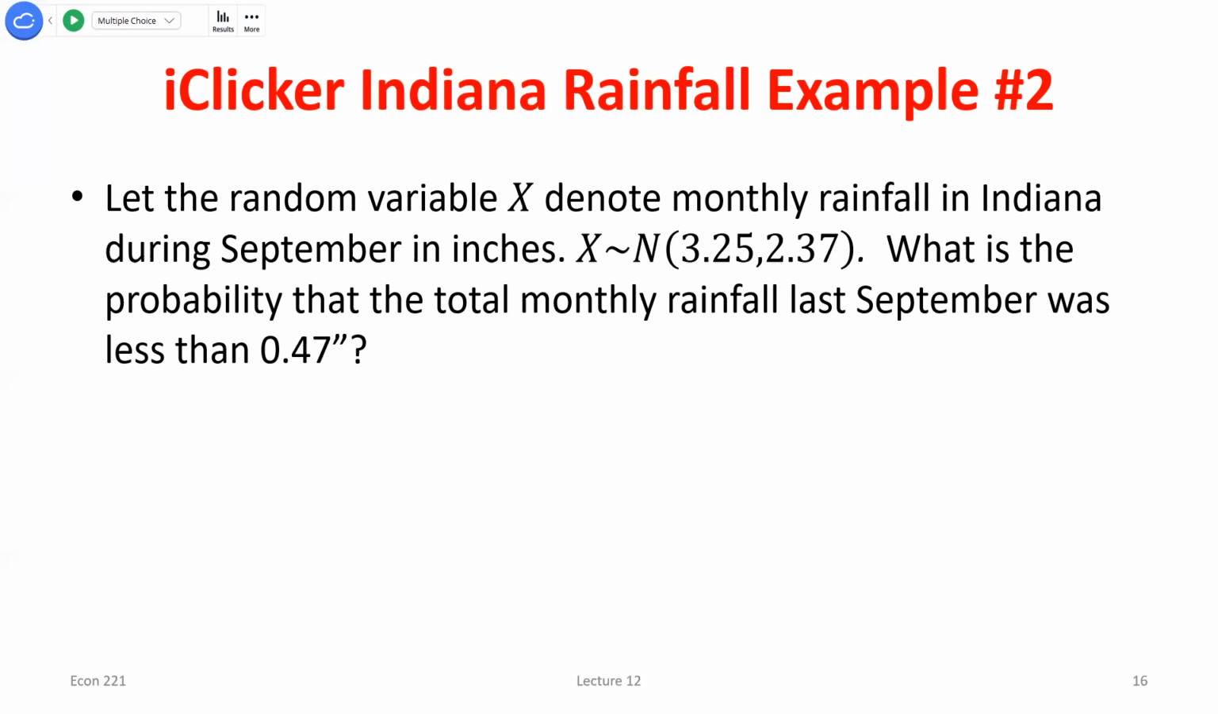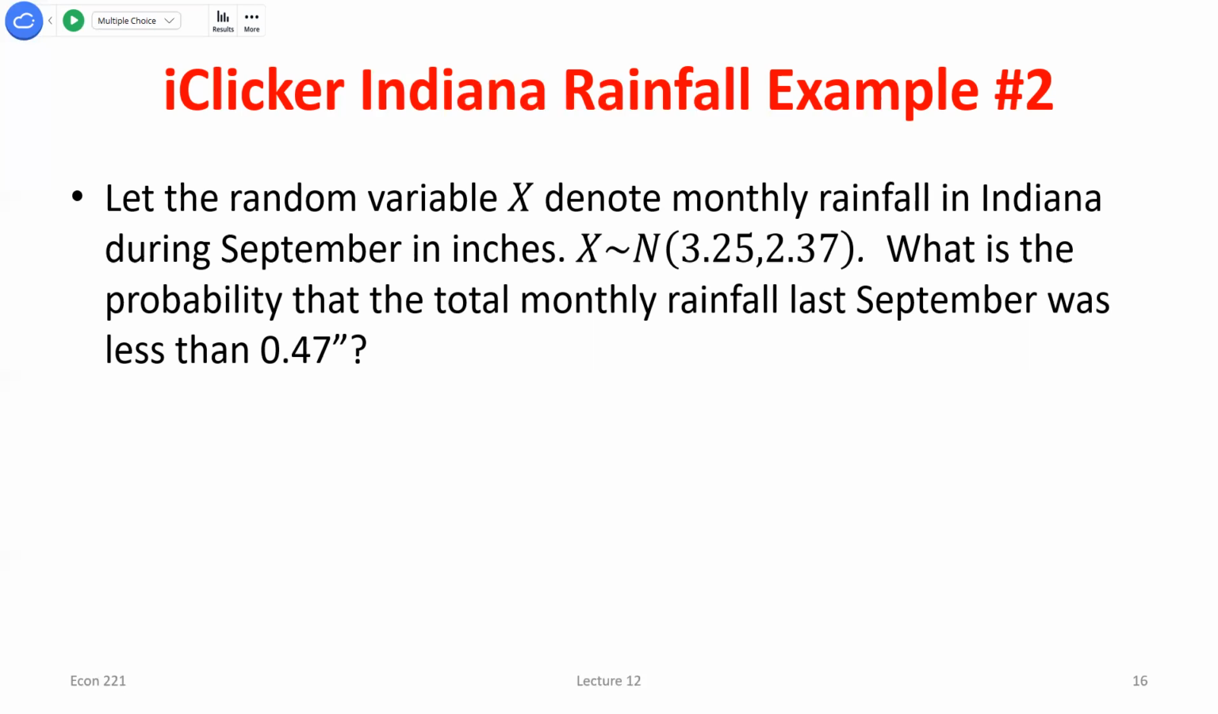The next step is I need to convert that into a z value. How do I do that? I take that value, subtract the mean, and divide by the standard deviation. So if I plug in 0.47, subtract the mean of 3.25, and then divide by that standard deviation, I get approximately what? Sounds about right: -1.81.